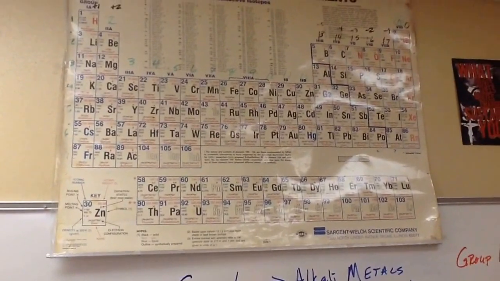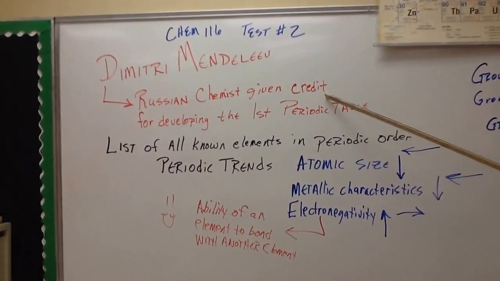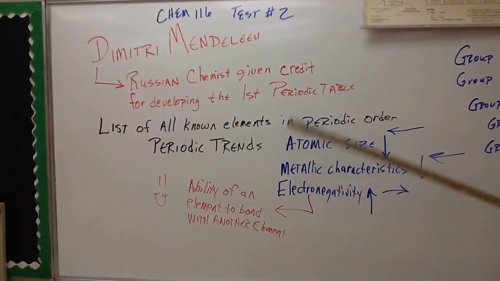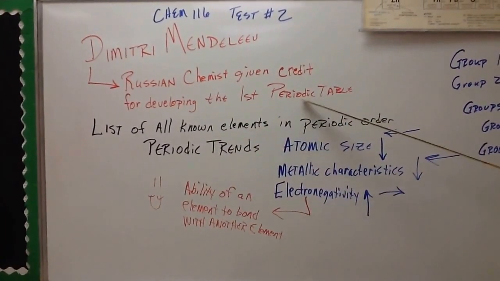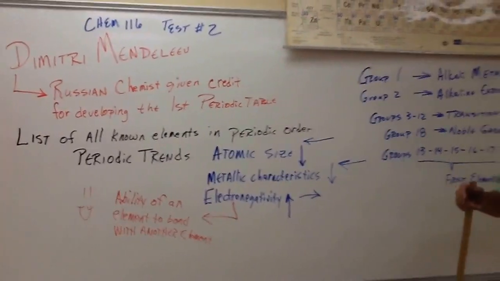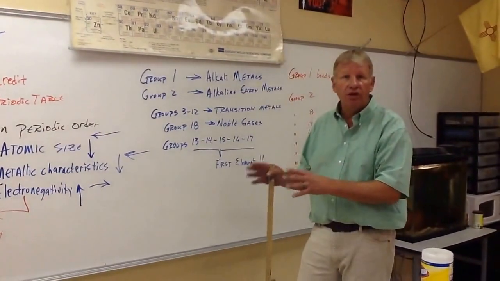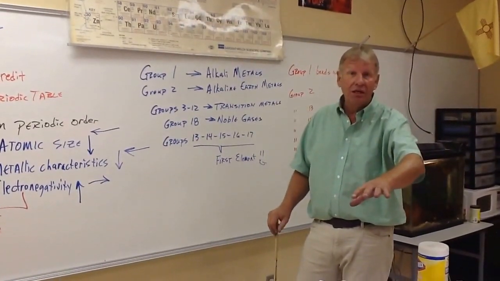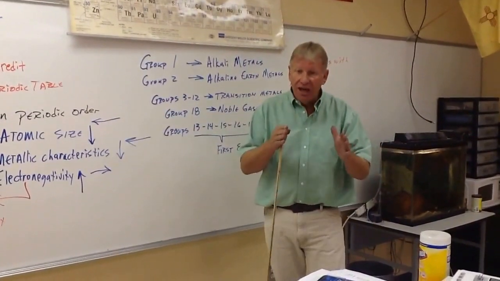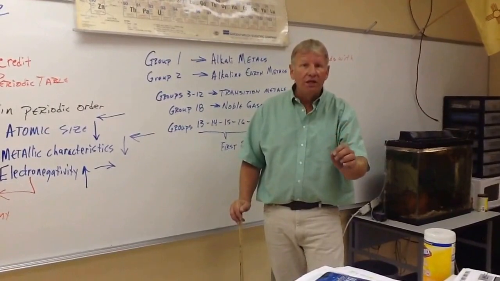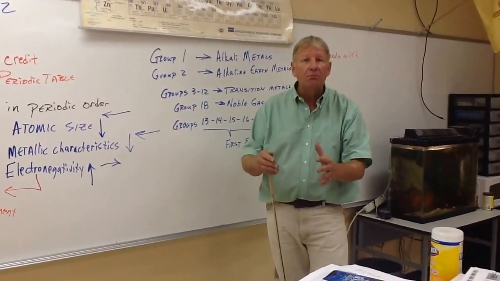I want you to know that Dmitri Mendeleev was a Russian chemist. He was given credit for developing the first periodic table. The key word is that it's not just a list of all the known elements. The key word is periodic. If something is periodical, that means it has a pattern, a reason. If it's a periodical like a magazine, it's called that because it has a system. It happens in a routine. That magazine may come out weekly or monthly. That's what makes it periodic.